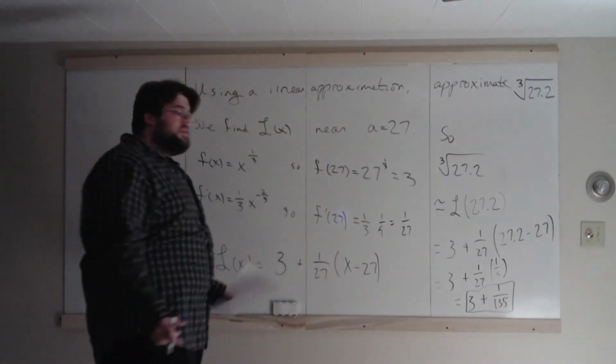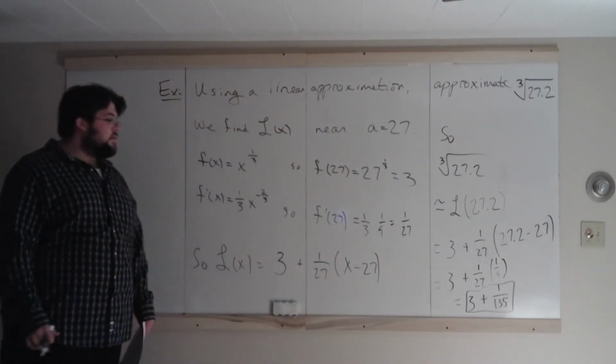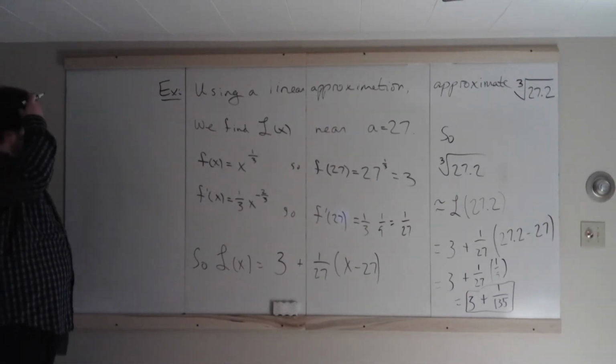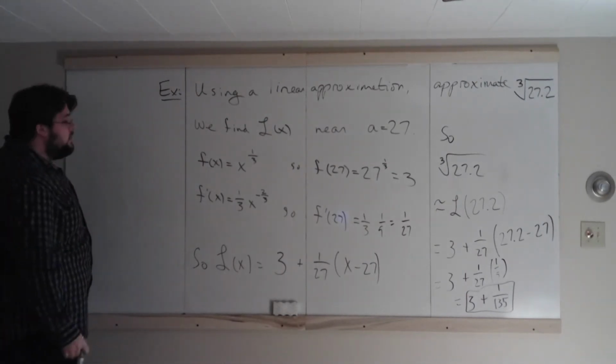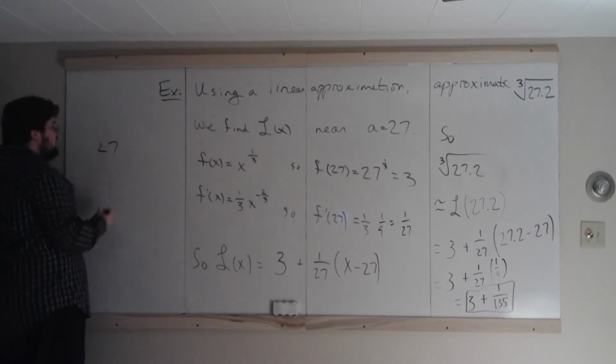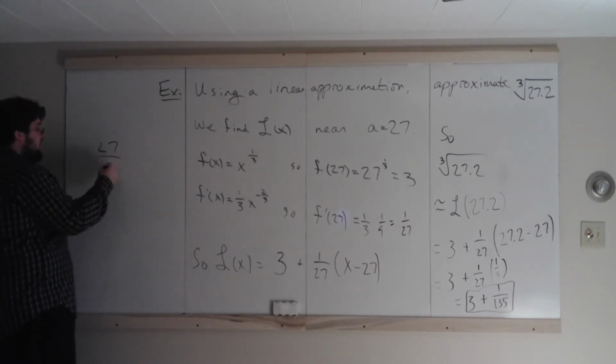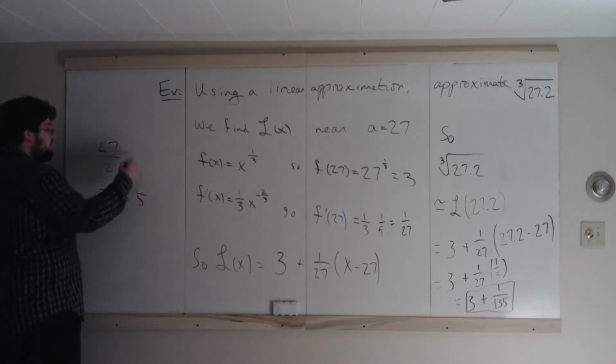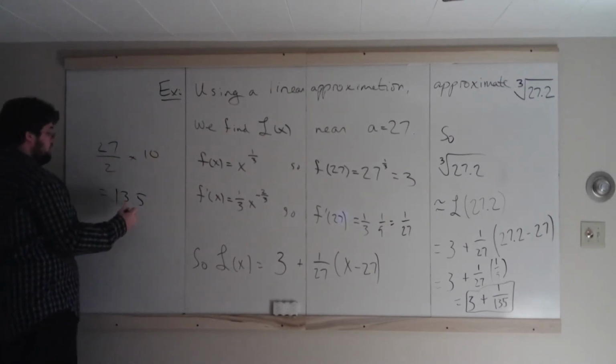So 27 times 5. How do you do 27 times 5? How do I do 27 times 5? Well, I don't go 27, 54, 81, 108, 135. 27 times 5, what I do is I take half of it, 13 and a half, and then I multiply it by 10.